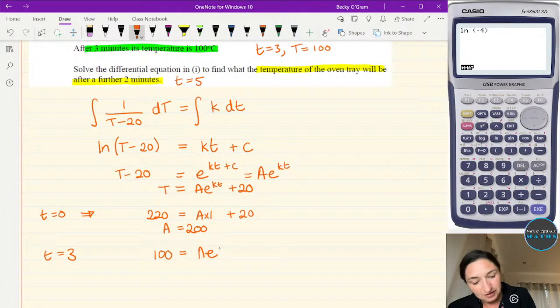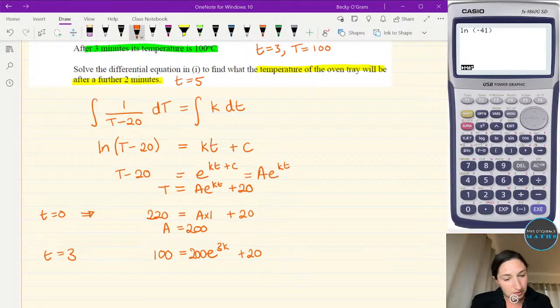A e to the kt plus 20, but now we know that A is 200, so we can put that in there. The t is 3, so that becomes 3k. So now working that through, I'll do 100, take away the 20 first of all. I'm just conscious to keep checking in case anybody needed some help here. Right, now divide by the 200.